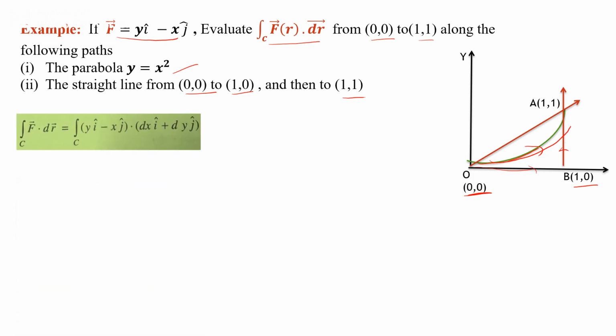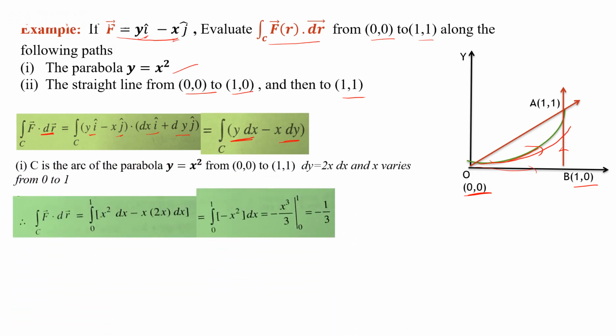Now first we write F dot dr, as remember (y i plus x j) dot (dx i plus dy j). So we get y dx plus x dy. Here the vector F is y i plus x j. Now the first part, here the C is an arc y equal to x square, and it varies from (0,0) to (1,1). So dy is 2x dx, and here x varies from 0 to 1. We can say this is equation number 1.